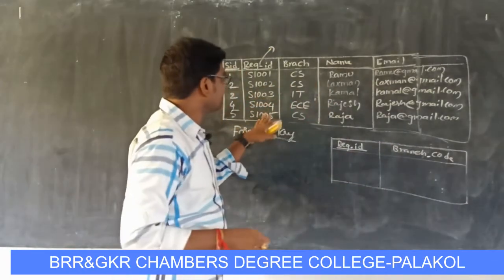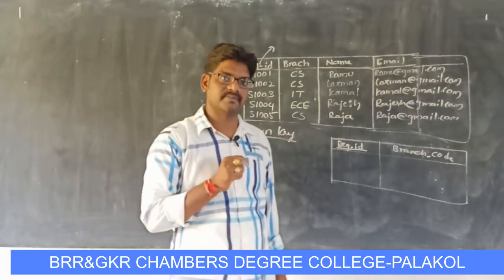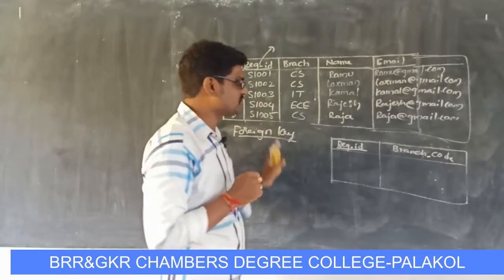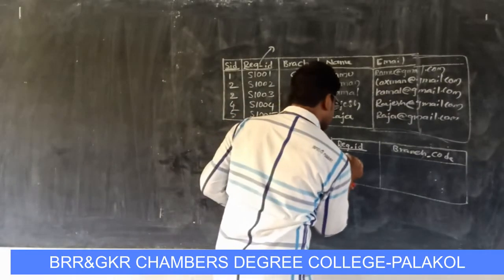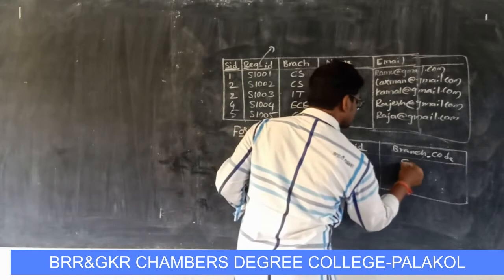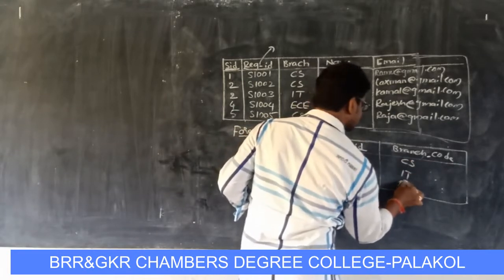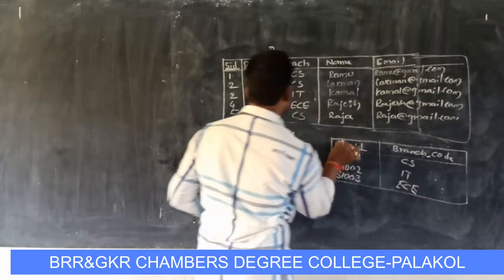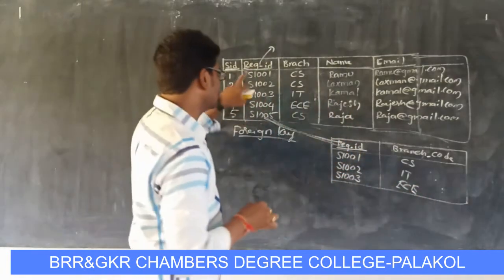The primary key values and foreign key values must be matched here. That is very important. The primary key values and the foreign key values must and should be matched. For example, S1001, S1002, S1003. Okay, so CS, IT and ECE. Okay, so these two values must and should be matched.